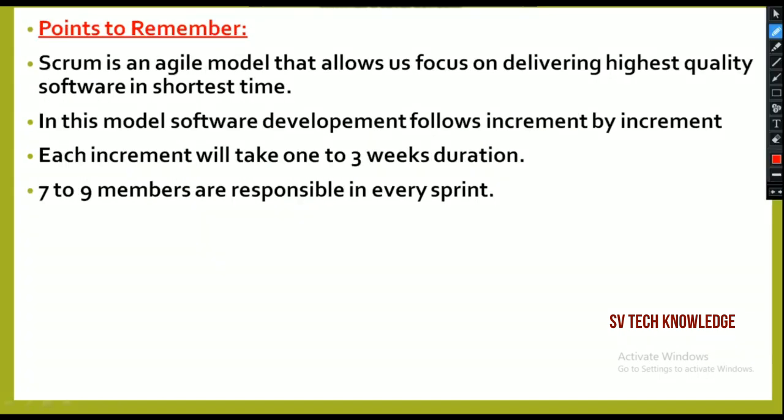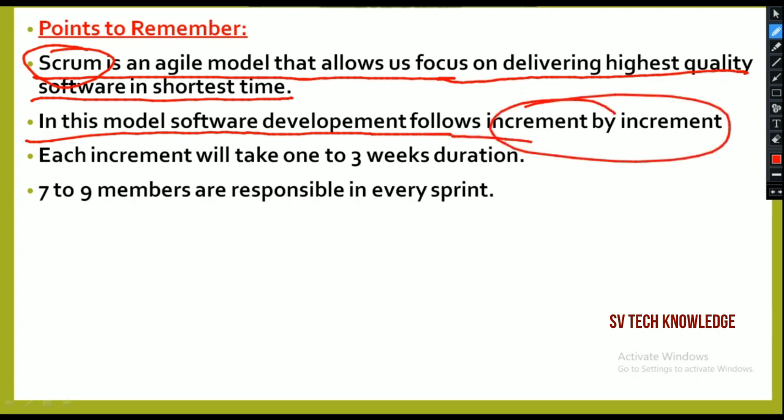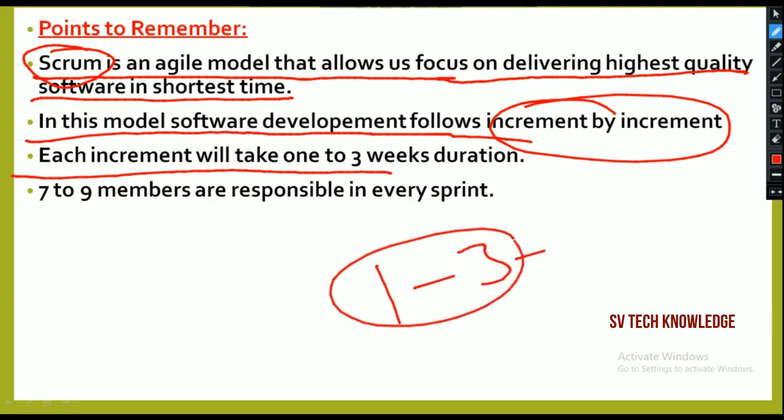Next, from this class you have to remember these points. What are the points? Scrum is an agile model that focuses on delivering the highest quality software in the shortest time. This is the main point behind Scrum's success. In this model, software development follows increment by increment, one after the other. Each increment will take 1 to 3 weeks. This is called a sprint.